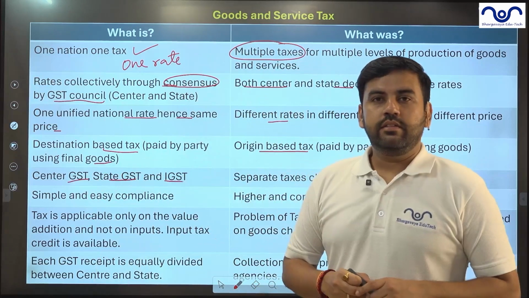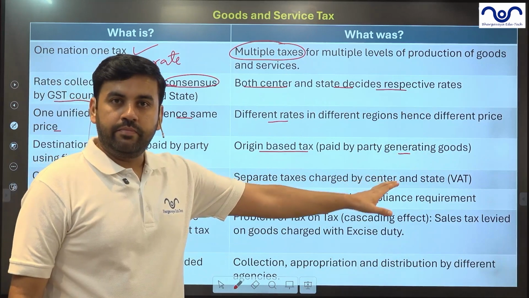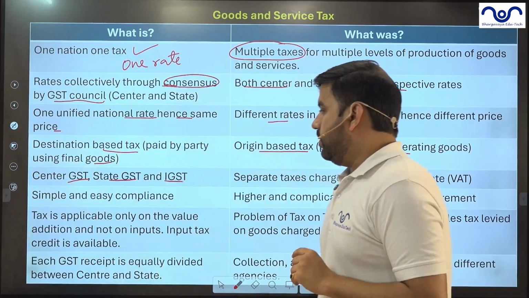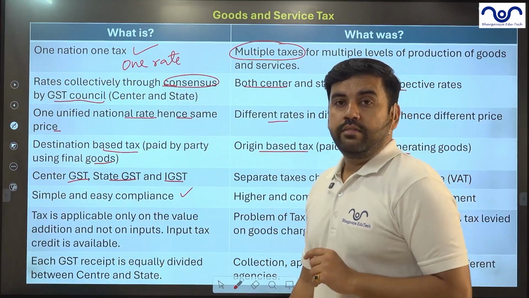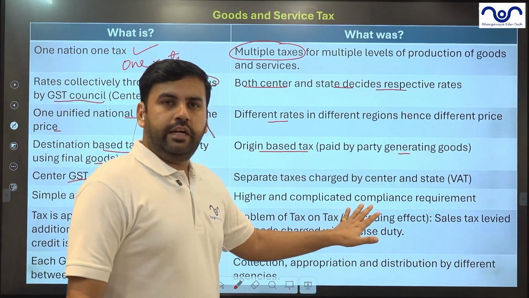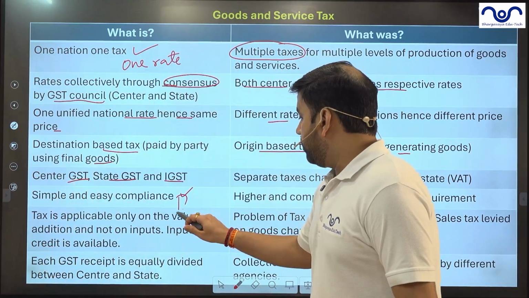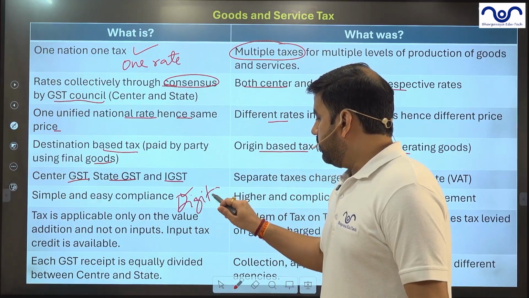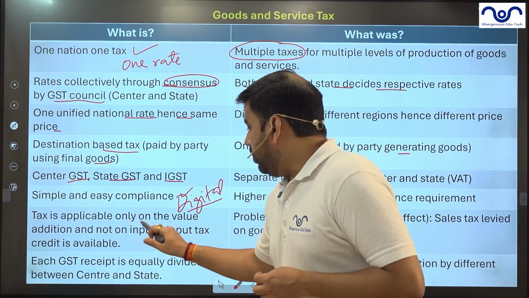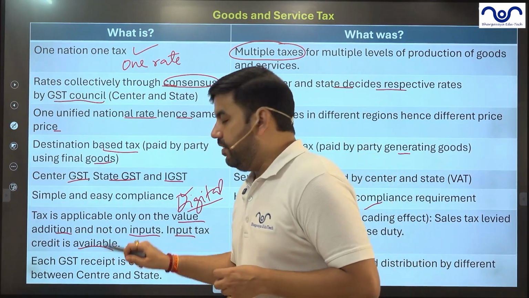Three types of taxes here. Separate tax charged by center and the state. State had VAT, center has its own various taxes. Now, simple and easy compliance, very easy. Collection, appropriation, distribution, very, very complicated previously. Plus, it is digitized also. So it is digital, instant. Tax is applicable only on the value addition and not on the inputs. Input tax credit is available.